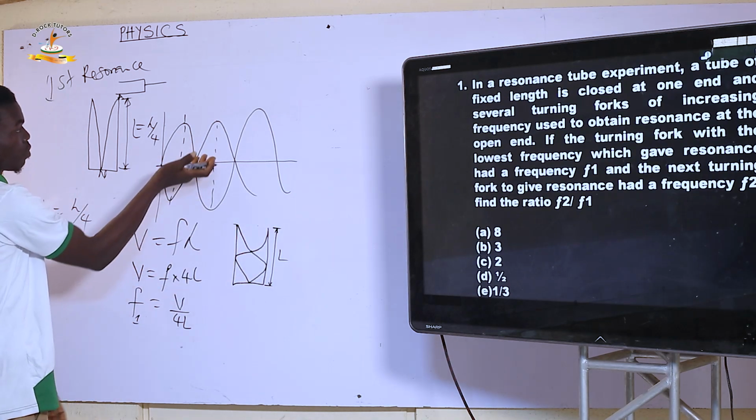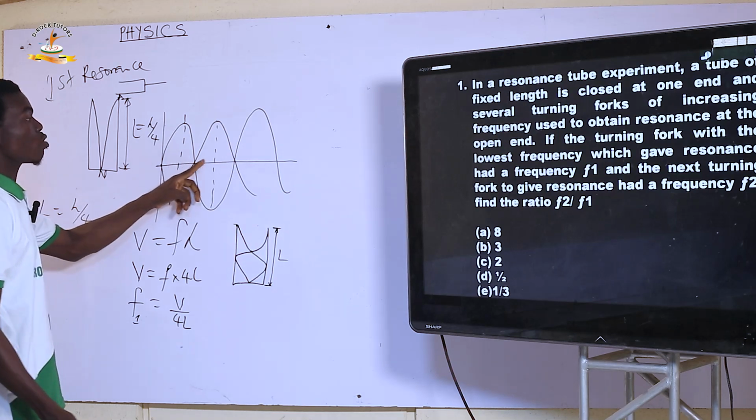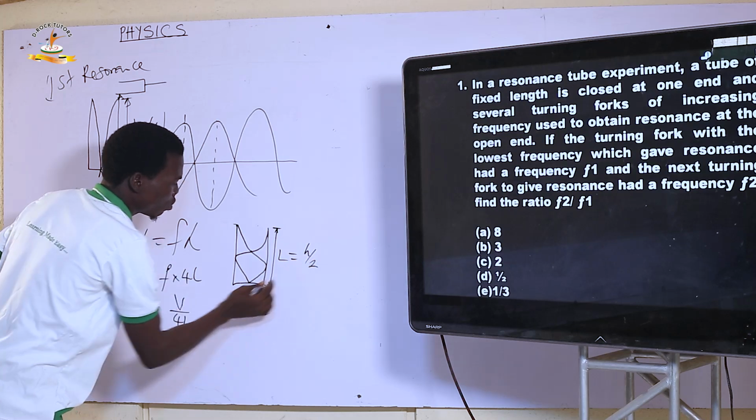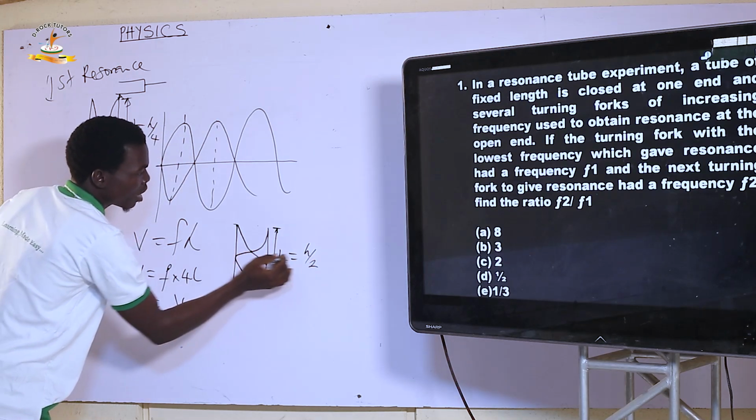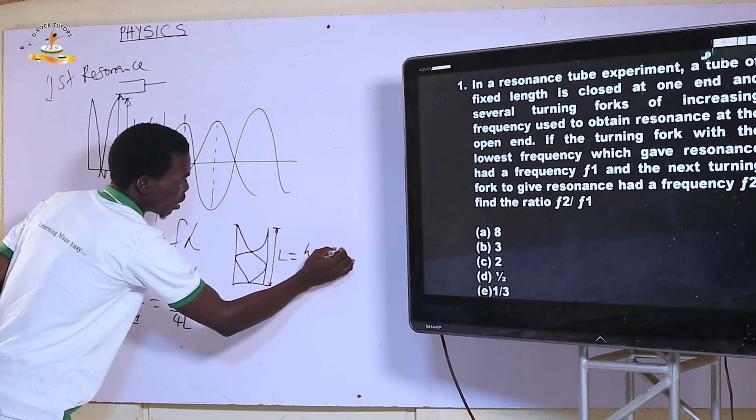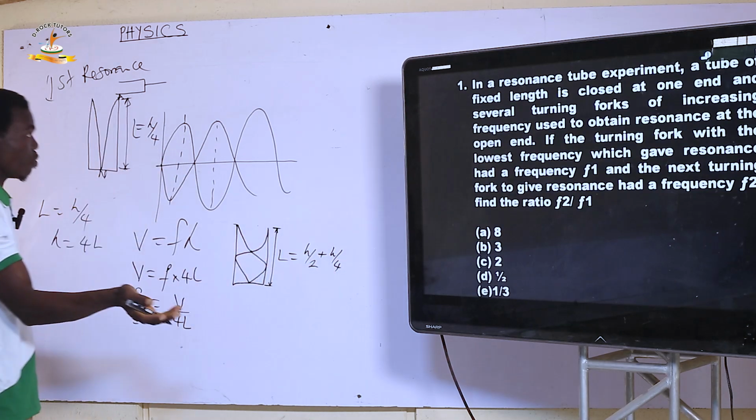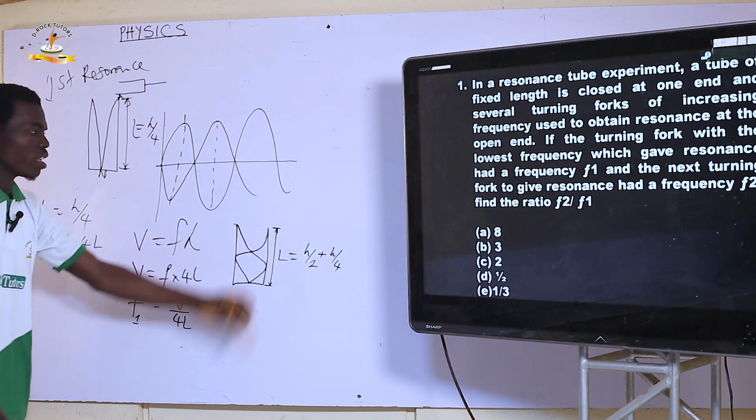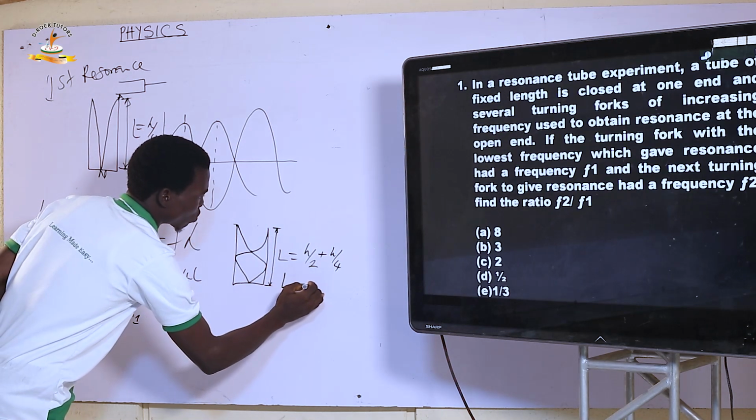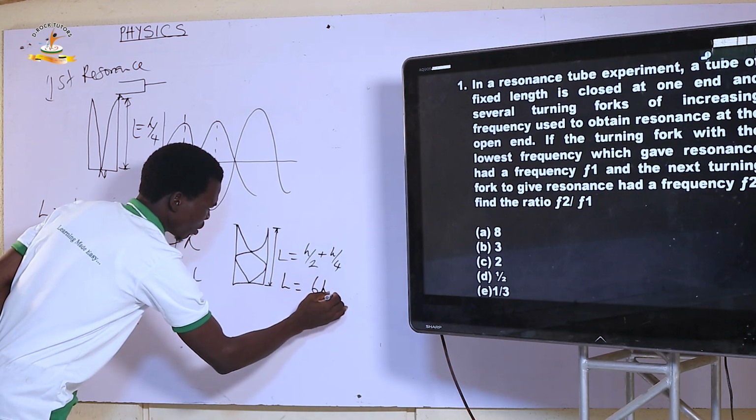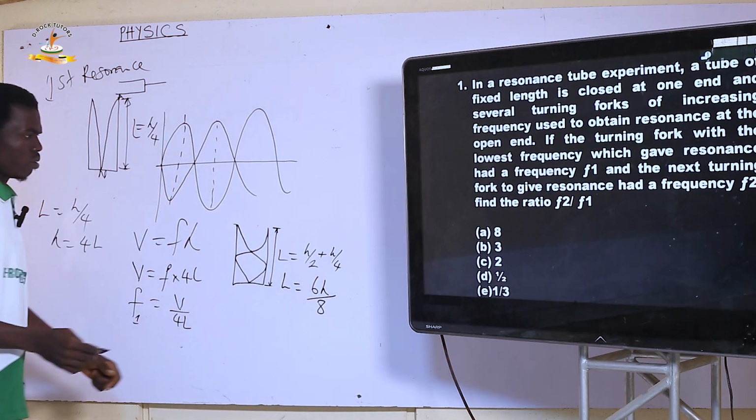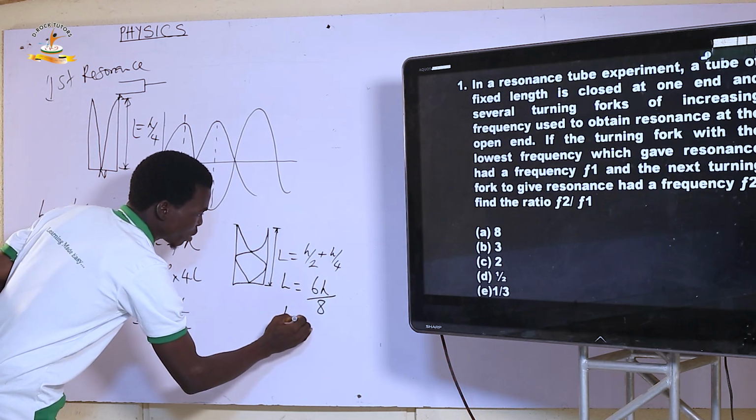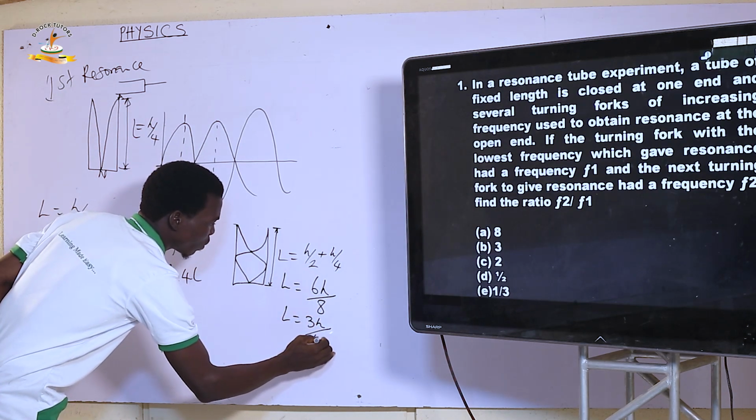And what happens? Don't forget to say that from here to here is lambda over 2. From here to here is what? Lambda over 4. So we add them up. We're going to have what? L equals lambda over 2. That's the distance between here and here. Then plus lambda over 4, between here and here. Just remember the same thing we said. This was going to be what? Lambda over 4. So let's add it together. We are going to come up with L equals 6 lambda all over 8, if I'm right? Yeah, 6 lambda all over 8. Or you want to break it, you say L equals 3 lambda all over 4.